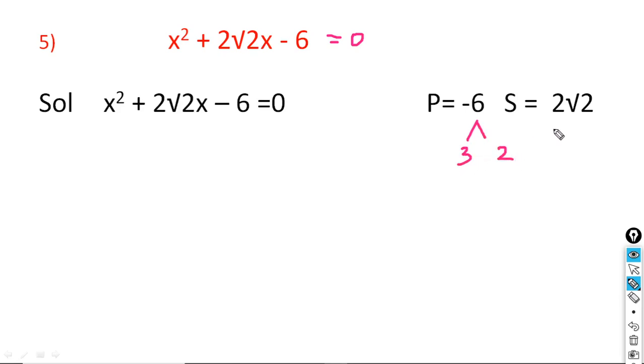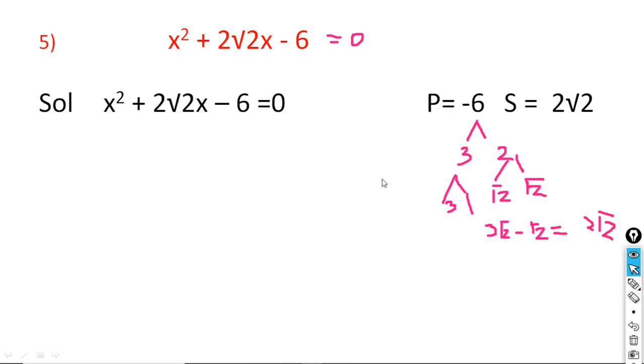Since the sum is given in terms of root 2, this 2 will be factorized further as root 2 into root 2. And now this 3 will be split as 3 into 1. So the 1 will adjust with the first root term. We get 3 root 2, and second is root 2. If you see here, the product is negative, means out of these two, one is negative. So the sum is 2 root 2. So we got 3 root 2 minus root 2, that will give us 2 root 2. So this is the required factor.